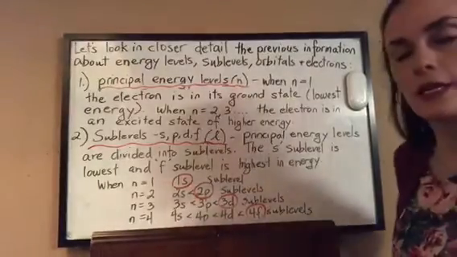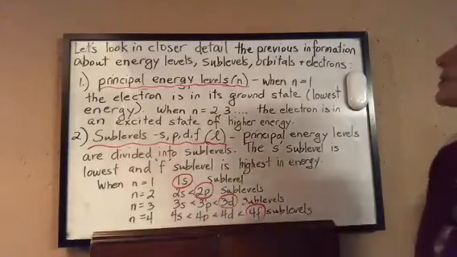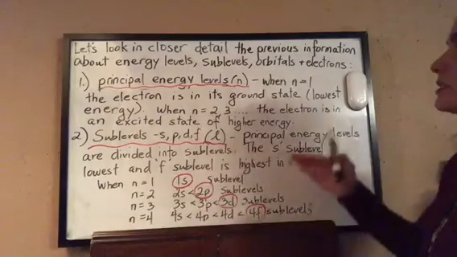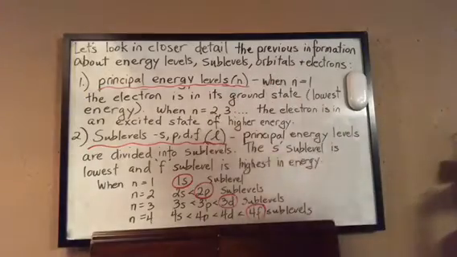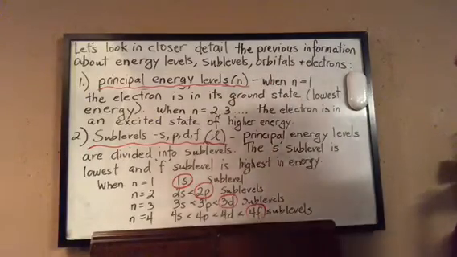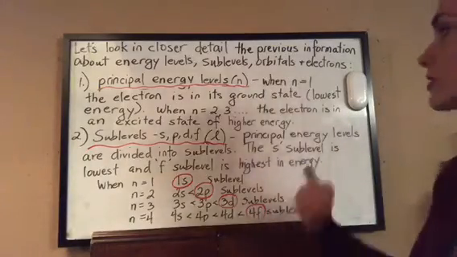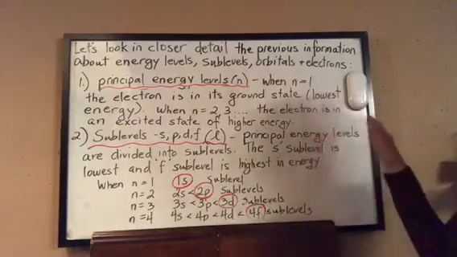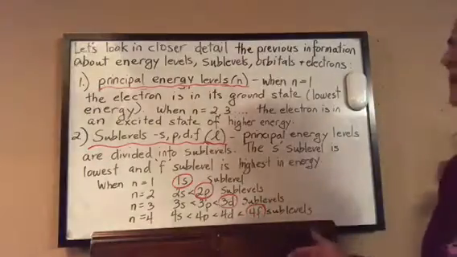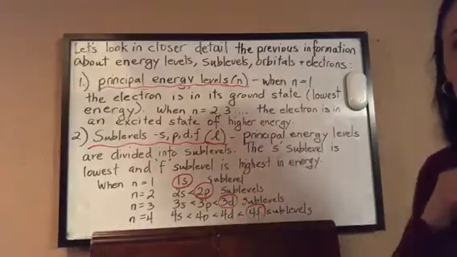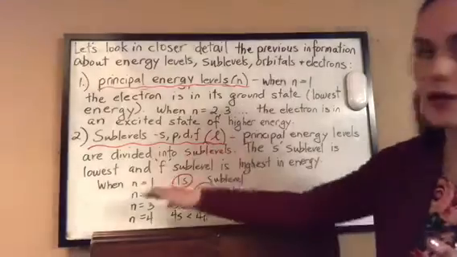Let's look at those energy levels and sublevels in a little bit more detail. The first designation is the principal energy levels represented by the principal quantum number n. When n equals 1, the electron is in its ground state, lowest energy. When n goes up, 2, 3, 4, 5, so on, all the way up to 7, the electron is in an excited state of higher energy. The larger the atom gets, the more principal energy levels you have, because you have more electrons to organize. Likewise, the more electrons that you have to organize requires more sublevels.